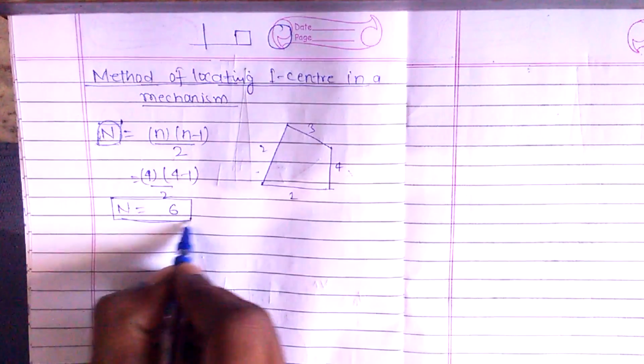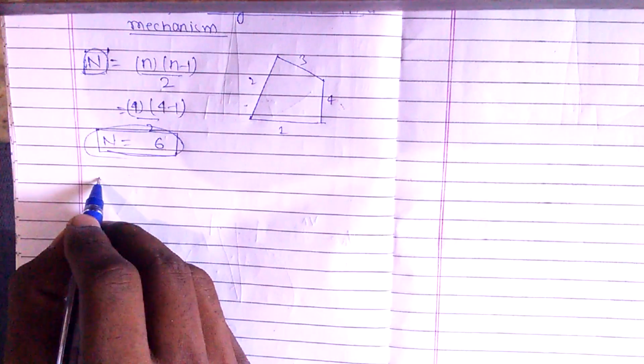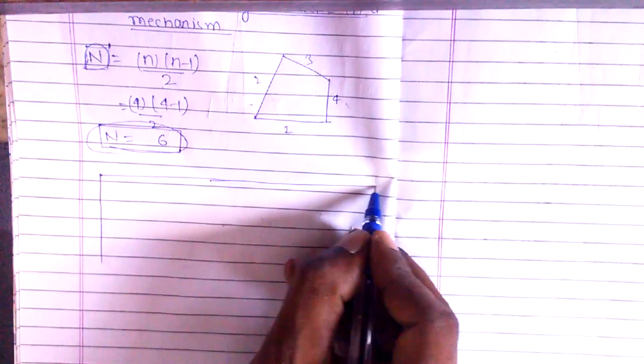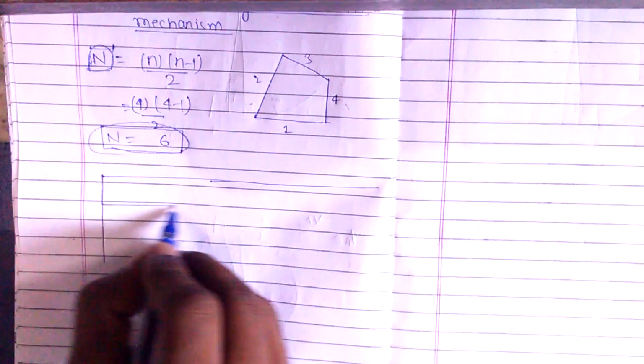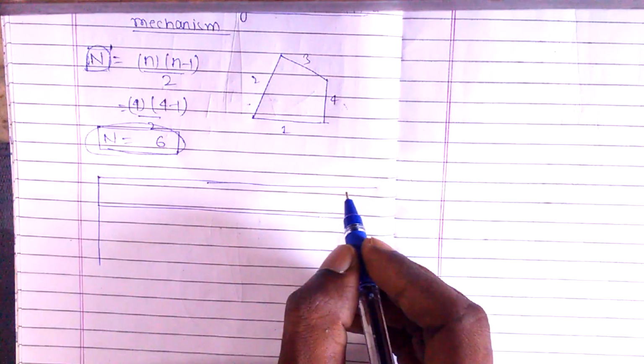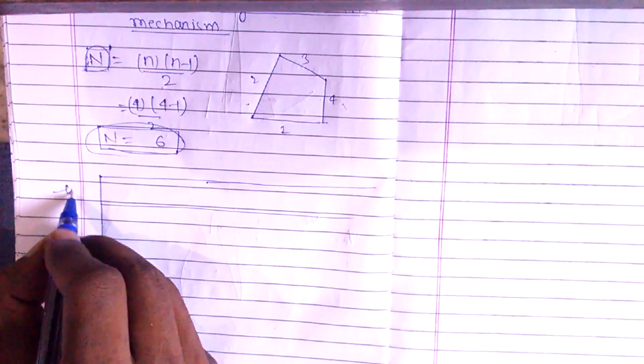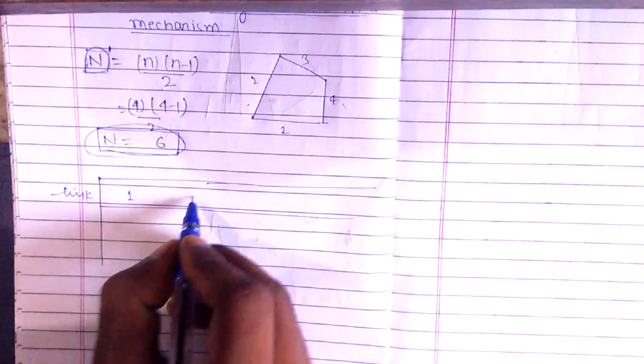Now as we have found out the number of I centers, we have to make a list of these I centers using a table, okay? So first we need to draw a table for this, and we need to write down the number of links in a given mechanism. So number of links 1, 2, 3 and 4.